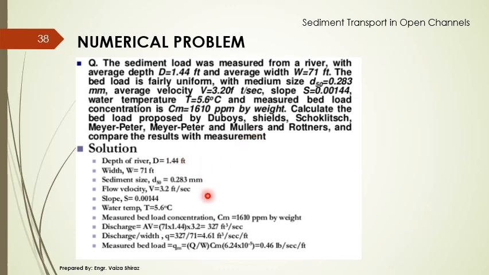So these are all the parameters given to you. You are given the cross-sectional dimensions. You know the velocity, so you can find the discharge. You have also calculated the small q, that is the discharge per unit width, and the measured bed load is this. It is the discharge per unit width, small q, into this concentration.